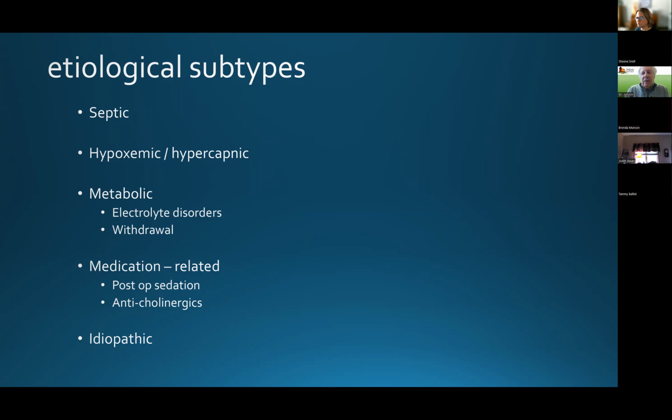Electrolyte disorders, that's why we always get a chemistry, and then also understanding if there's withdrawal. So sometimes a drug profile or urine drug screen is obtained. And then in terms of medication, there's always post-op sedation that can lead to delirium. The anticholinergics that I mentioned, things like diphenhydramine or Benadryl. And then there's just plain old idiopathic. We don't know what's causing the delirium.